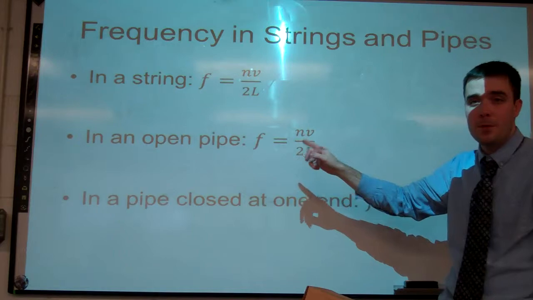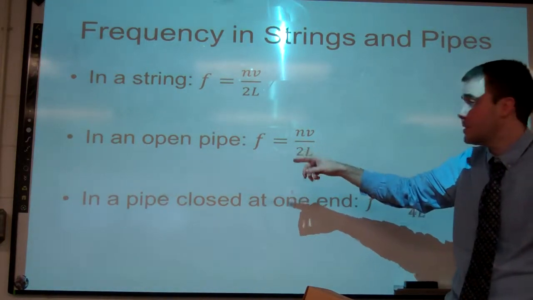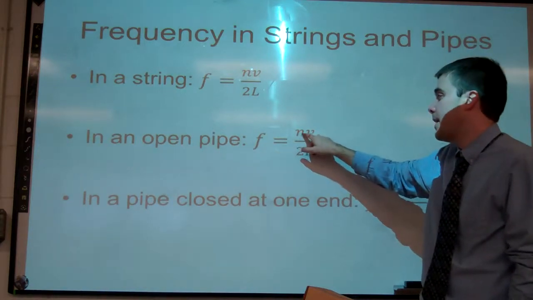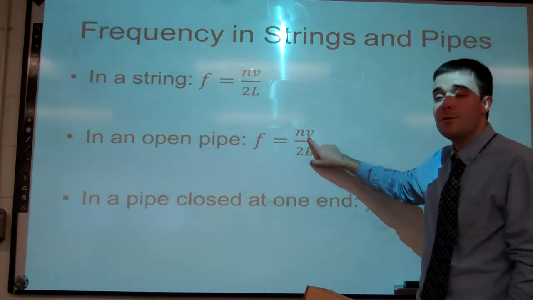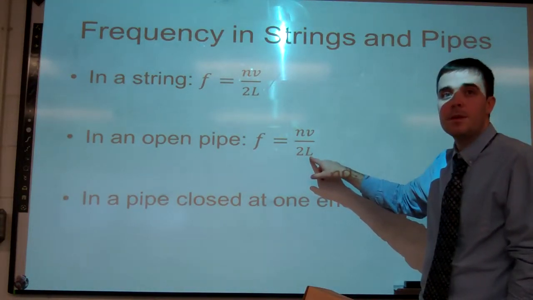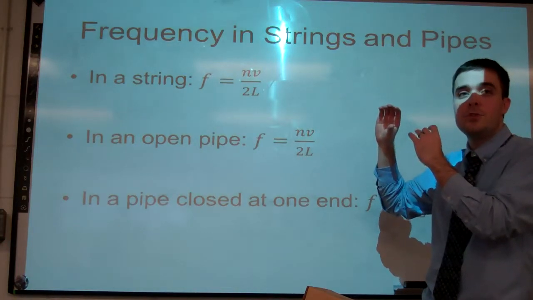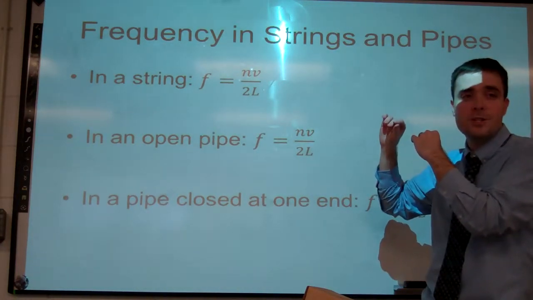In a pipe open at both ends, so this would be like a flute, the frequency is equal to n, which again is usually 1, times v, in this case the speed of sound in air, divided by 2 times the length of the pipe. So for example, if you're playing a flute, when you cover the holes, you're changing the length of the pipe. Does that make sense to everybody?